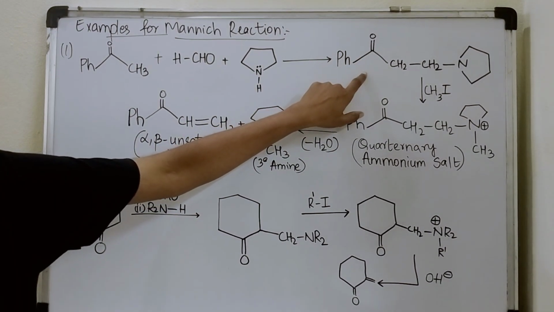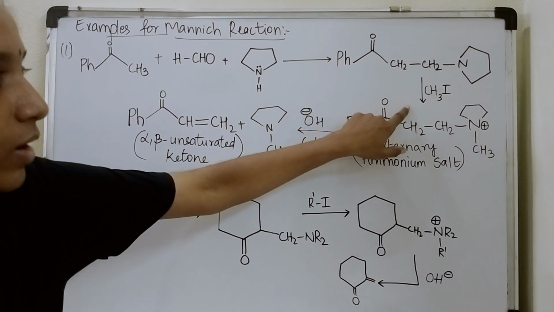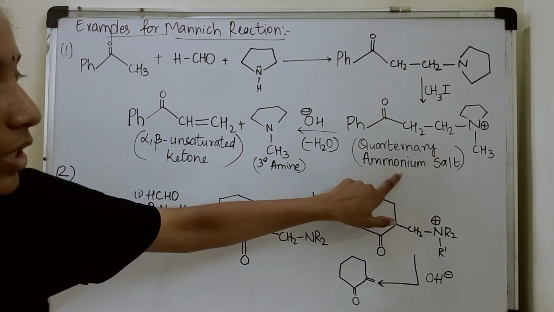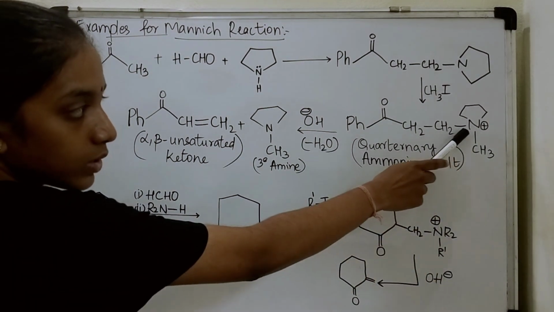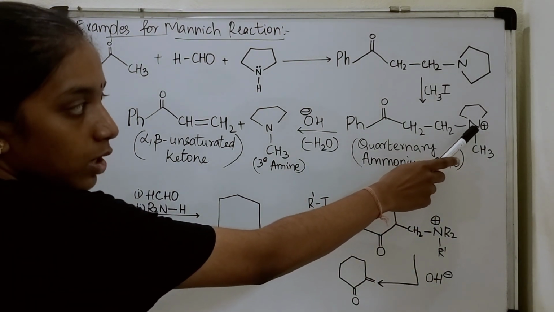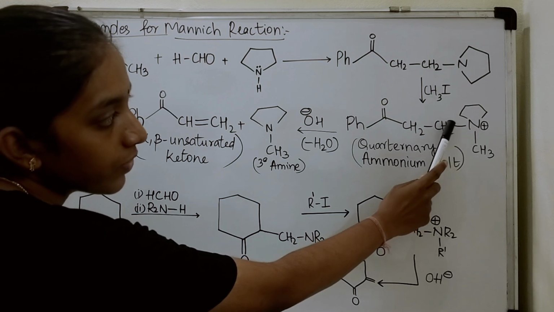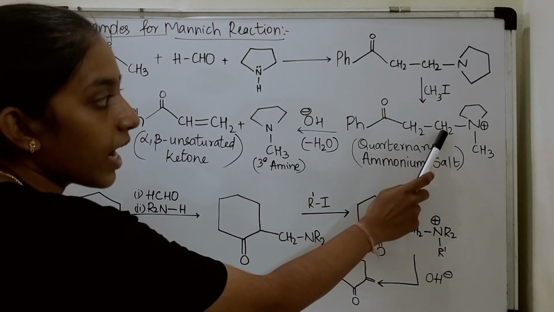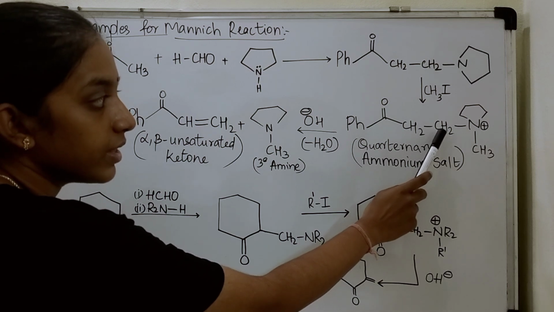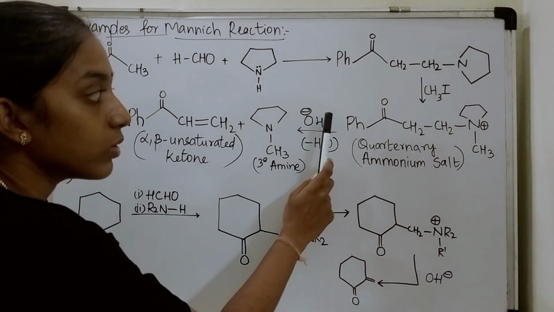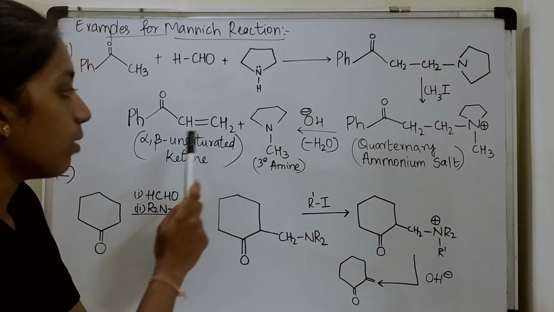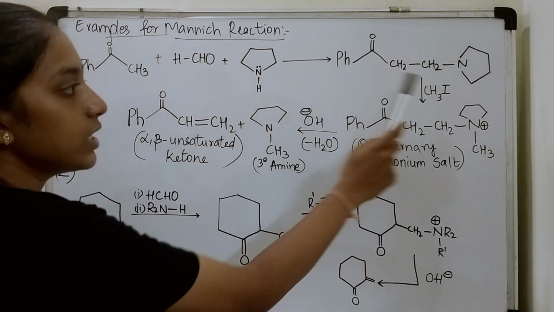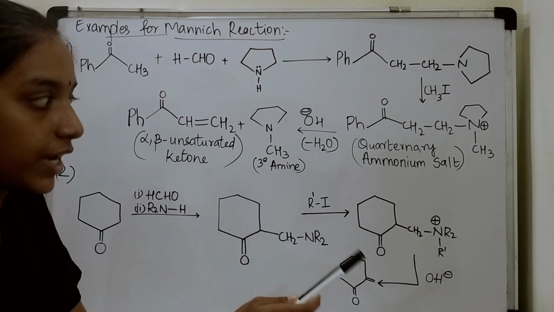Now to this beta amino carbonyl compound, when we add methyl iodide, we will be getting a quaternary ammonium salt. In this quaternary ammonium salt the nitrogen will be getting a positive charge. As this nitrogen is positively charged, it will take the bond from the carbon atom and will leave as a tertiary amine. Now this carbon atom will be getting a positive charge. That compound will react with OH minus and will form an alpha beta unsaturated ketone. So this reaction is called the Hofmann elimination reaction.